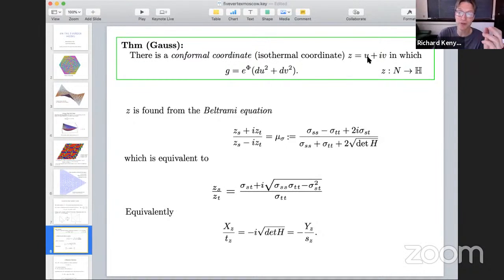How do you find those isothermal coordinates? Well, you have to solve this Beltrami equation, which is kind of a difficult PDE, although Gauss showed that you could reduce that PDE to an ODE. That PDE is called the Beltrami equation. How do you find Z? If I just hand you a metric on a region in the plane, there's a procedure by which you find this conformal coordinate Z.